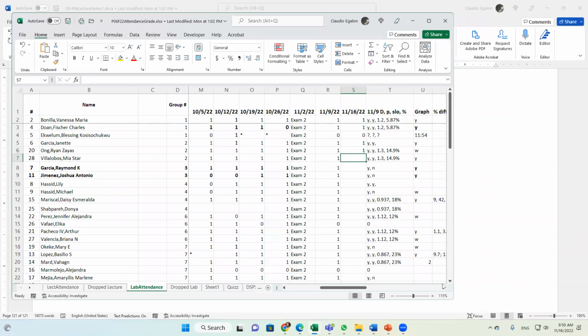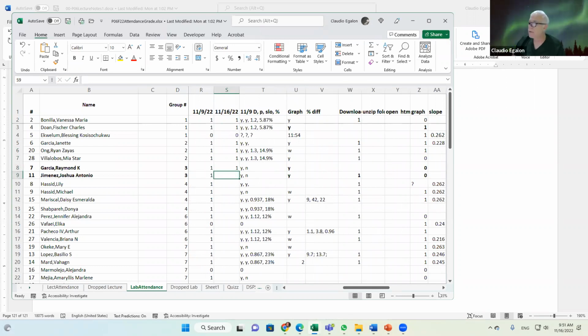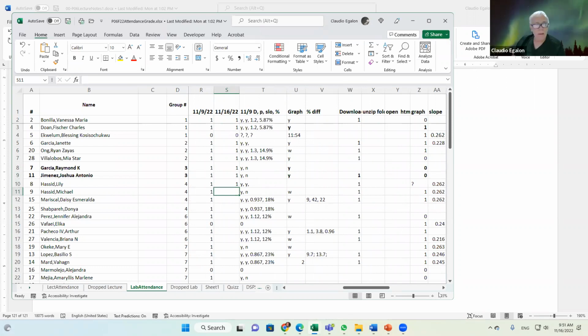Mia Villalobos. Here, Professor. Thank you. Raymond Garcia. Okay, thank you. Joshua Jimenez. I'm here, Professor. Thank you. Lily Hassid. Thank you. Next is Michael. Thank you, Michael. Daisy Mariscal. Thank you, Daisy. Donia. Are you there, Donia? Okay, I'm gonna put a star here on Donia. I see her name here, but I don't hear from her.